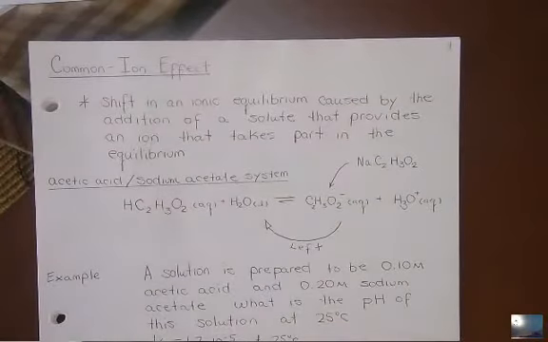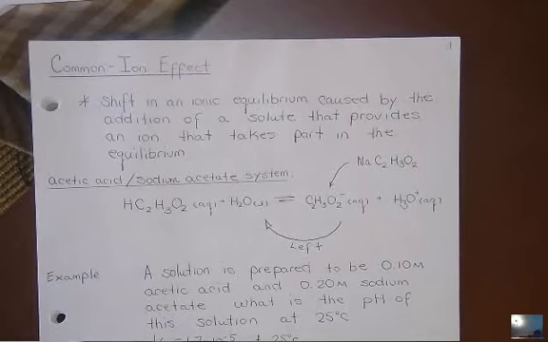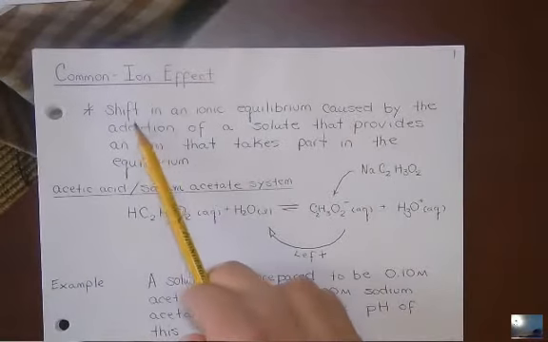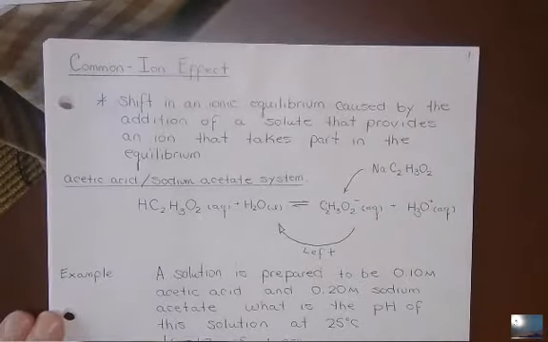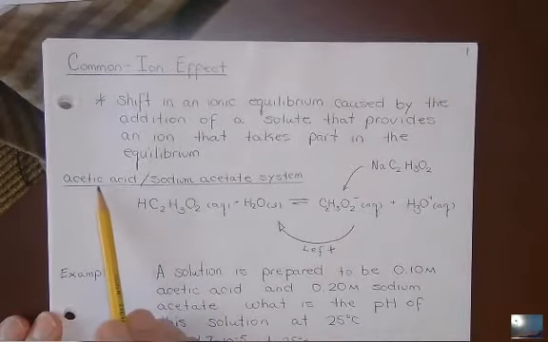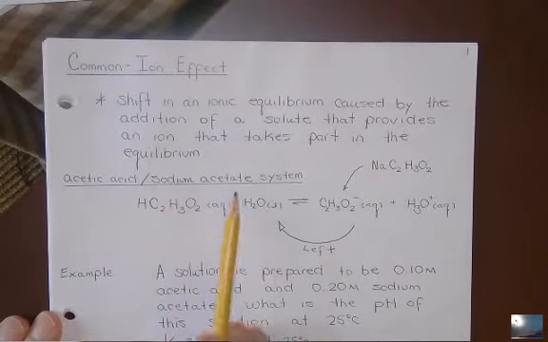So the idea of having both the acid and its conjugate base in the same solution is called the common ion effect. If we read this note here, it says a shift in the ionic equilibrium caused by the addition of a solute that provides an ion that takes part in the equilibrium. A classic example is the system of acetic acid and sodium acetate.